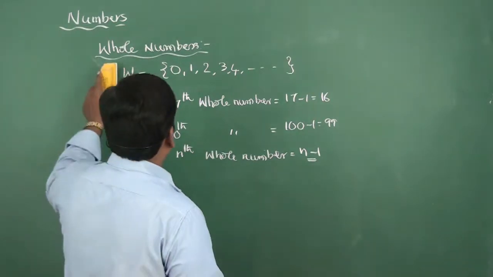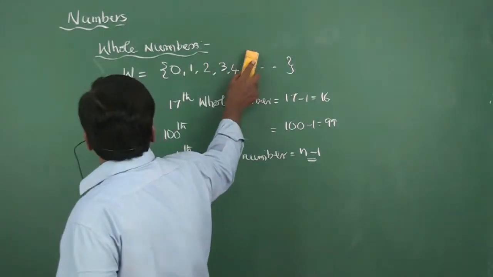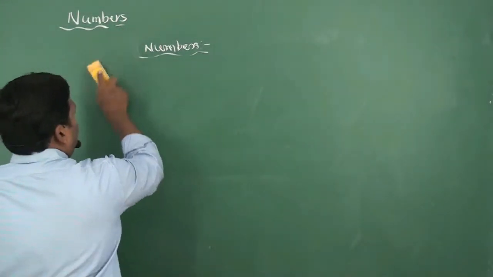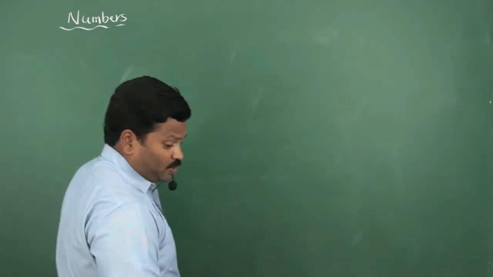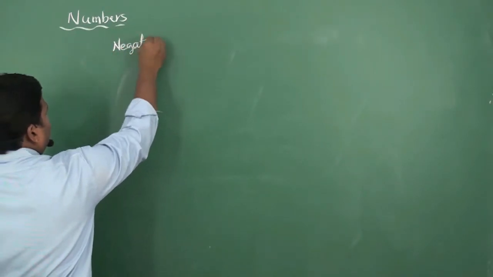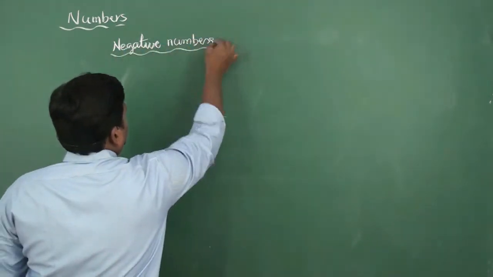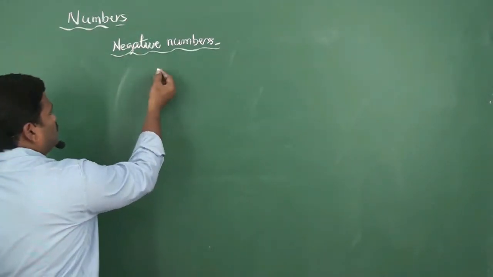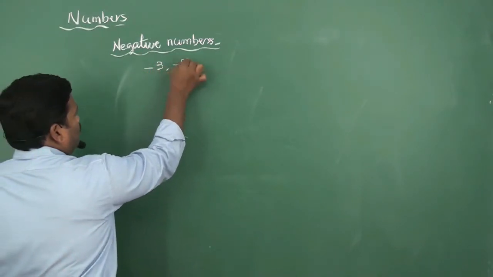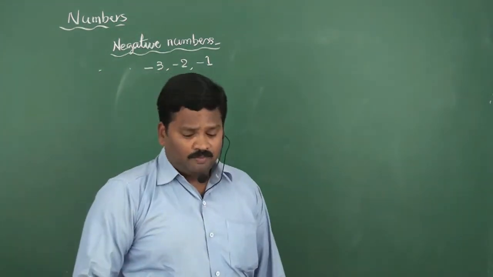Even after finding the whole numbers, people might still think something is missing in these numbers. They found another type of numbers, also called negative numbers. Negative numbers: -3, -2, -1 and so on. These numbers are called negative numbers.